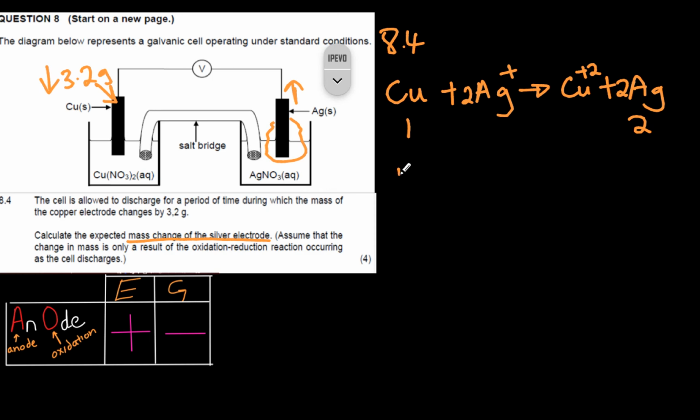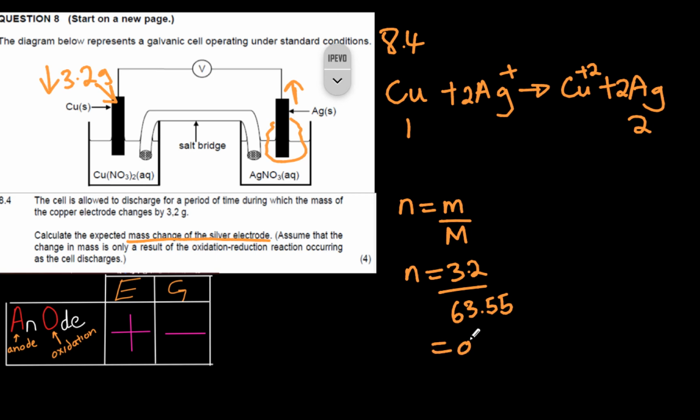The number of moles is equal to the mass over the molar mass. So the number of moles will be equal to the mass, which is 3.2, over the molar mass, which is the atomic mass, in this case 63.55. Hence our number of moles is going to be equal to 0.05035.